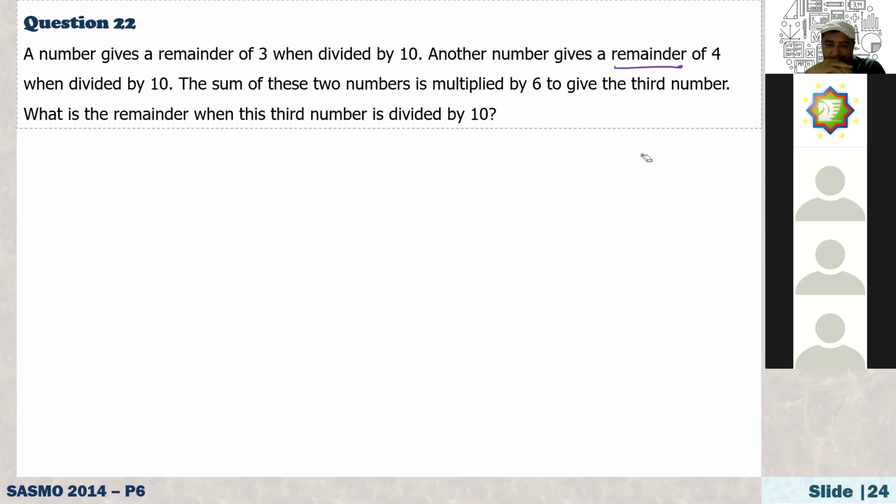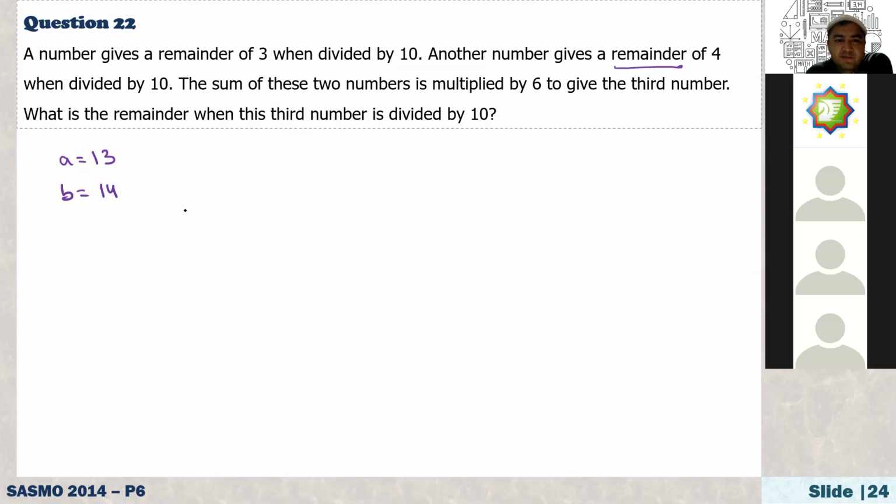My answer is 2. The remainder is 2. How? Why? A number gives a remainder of 3 when divided by 10. It's for example 13 or 23 or 33 or 43. Just give one number, for example 13. And another number with remainder 4, it's for example 14 or 24.